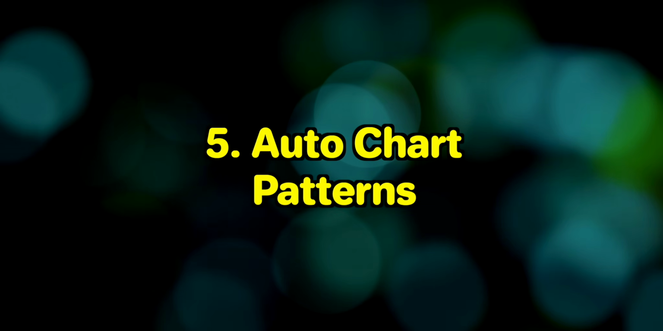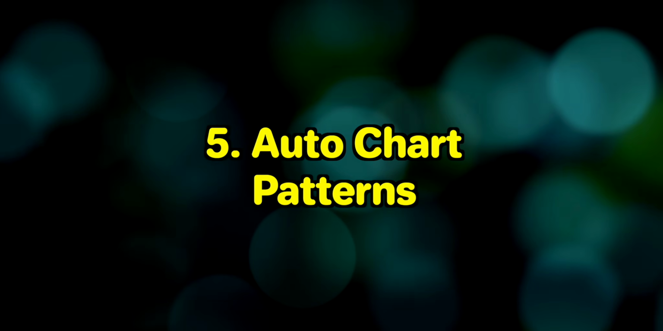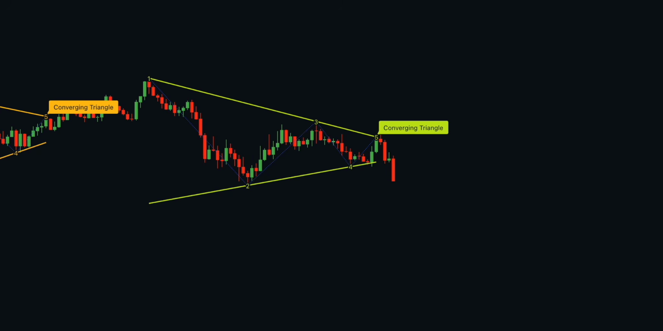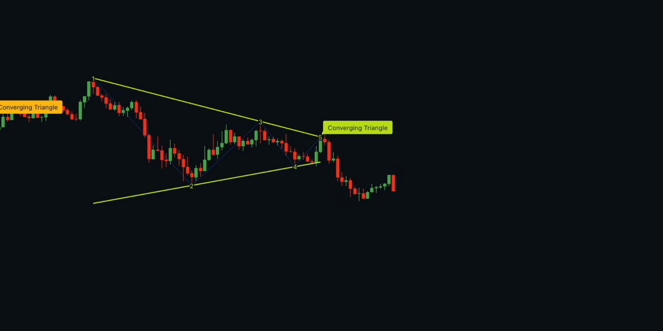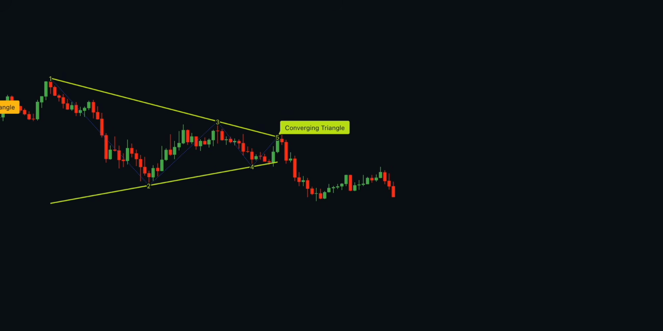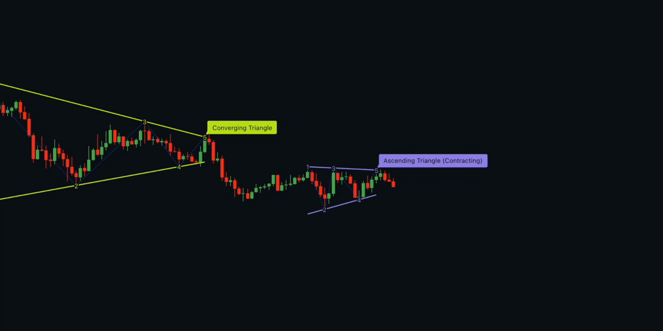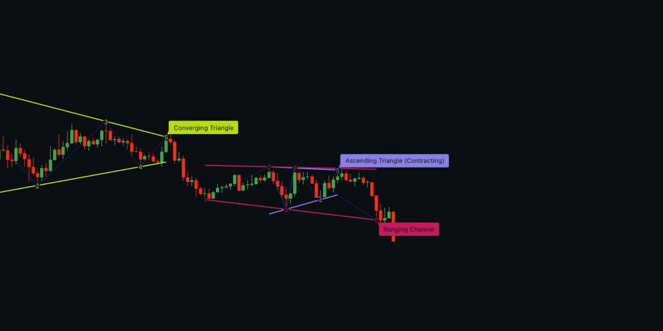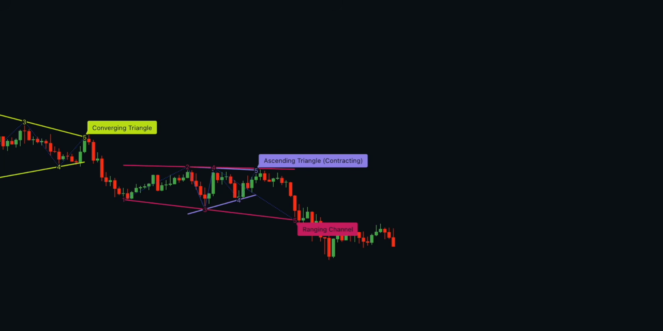Those of you who like trading with price patterns will definitely find this indicator useful. This tool is called Autoart Patterns by Trendoscope. This indicator is at the forefront of advanced chart pattern recognition technology. It represents a significant leap in the algorithmic identification and classification of chart patterns, automating what was once a complex and time-consuming process.